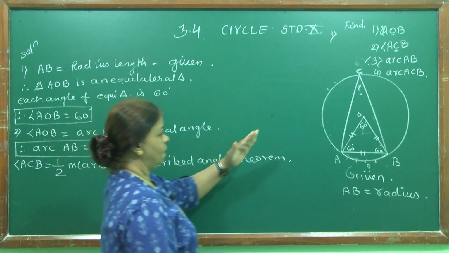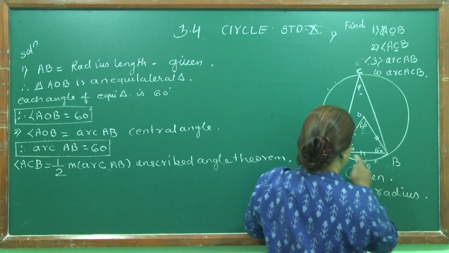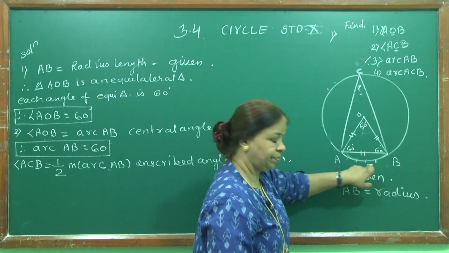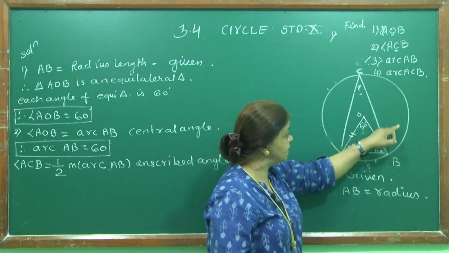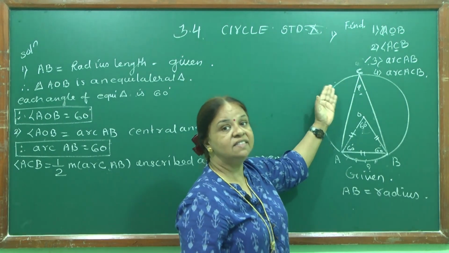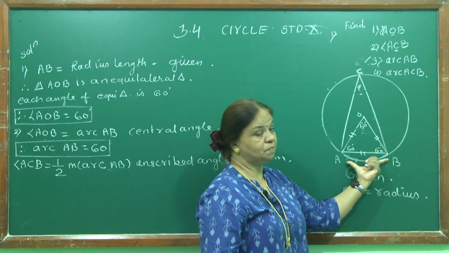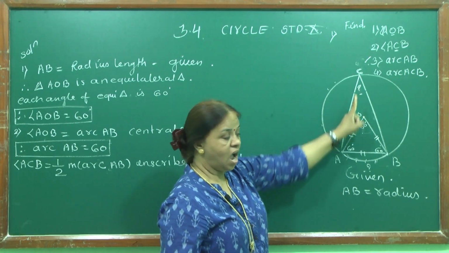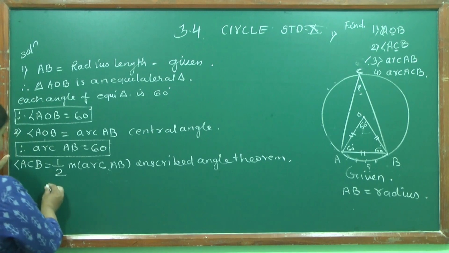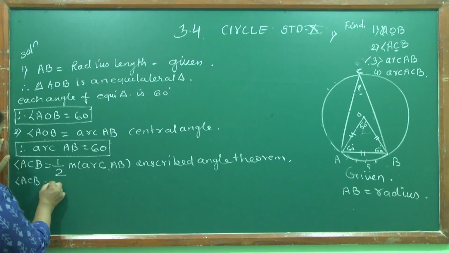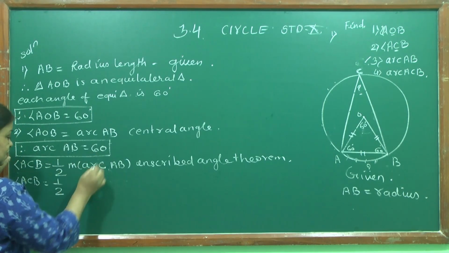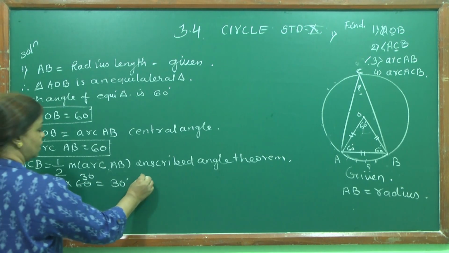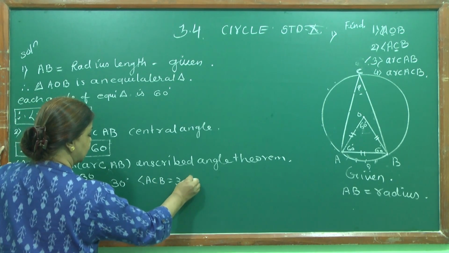Now look at this, children. Both sides of the angle cut this part of the arc. So this angle intercepts arc AB, and it is inscribed in arc ACB. Inscribed means it lies in the arc ACB and it covers this part. So by the inscribed angle theorem, the measure of this angle will be half of this arc. Angle ACB is equal to half of arc AB, which is half of 60, equal to 30. So angle ACB is equal to 30 degree.